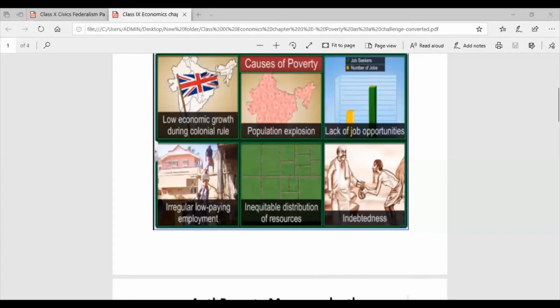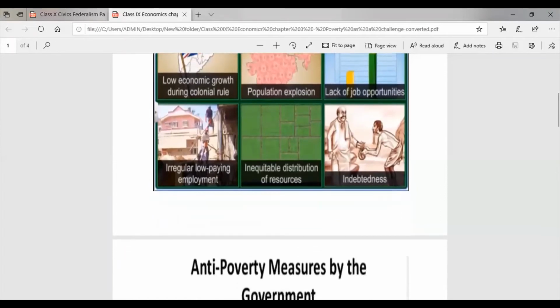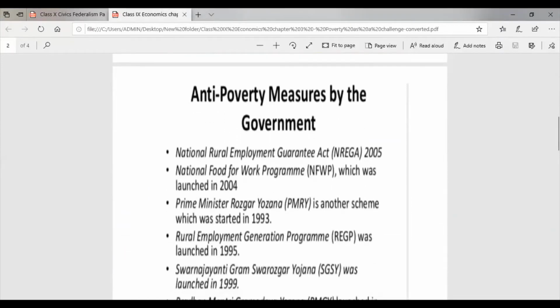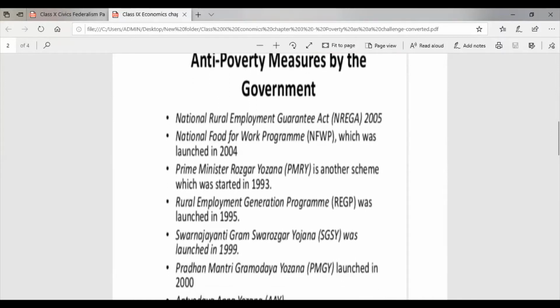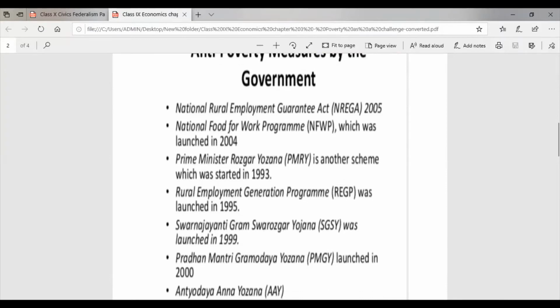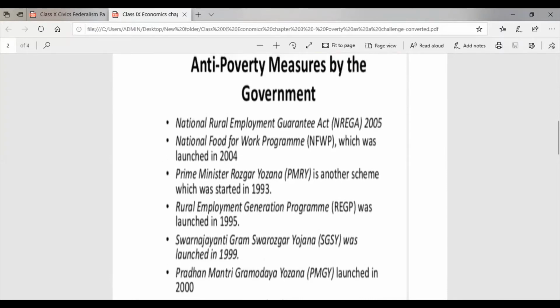Now, let's move on to the next topic, explaining about the anti-poverty measures by the government. It means what are the measures taken by the government, the schemes taken by the government to eradicate poverty. Here you can see certain measures which are taken by the government to eradicate poverty. Here you can see all the schemes. We need to learn all these schemes slightly in detail.